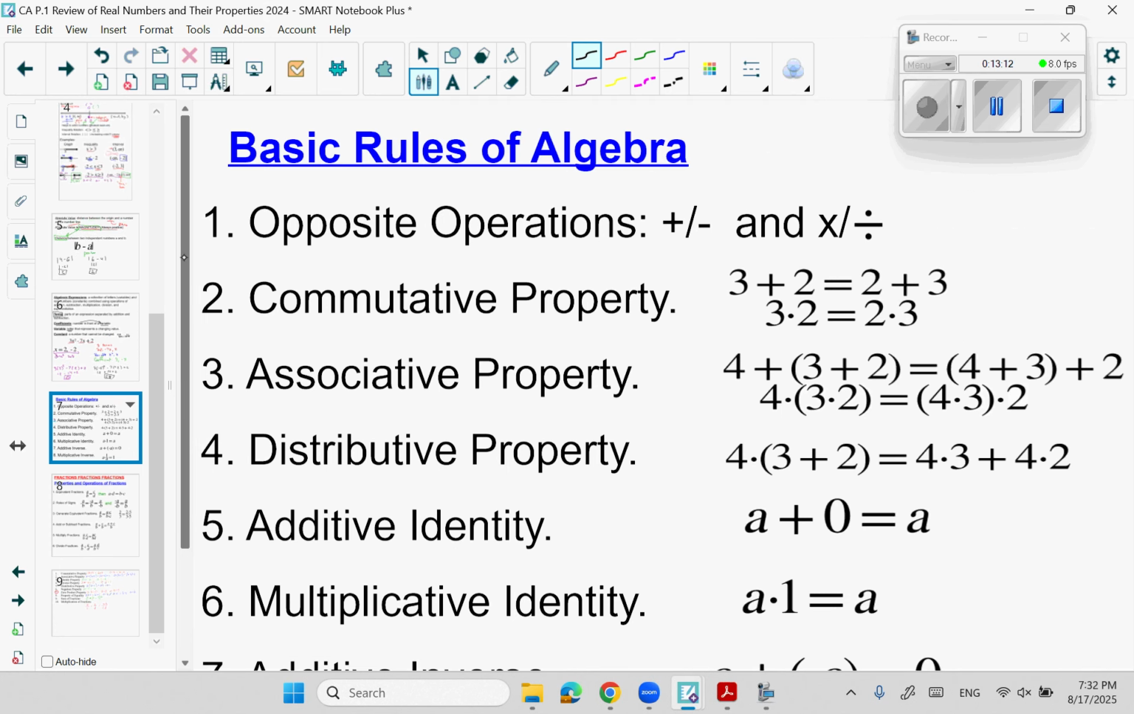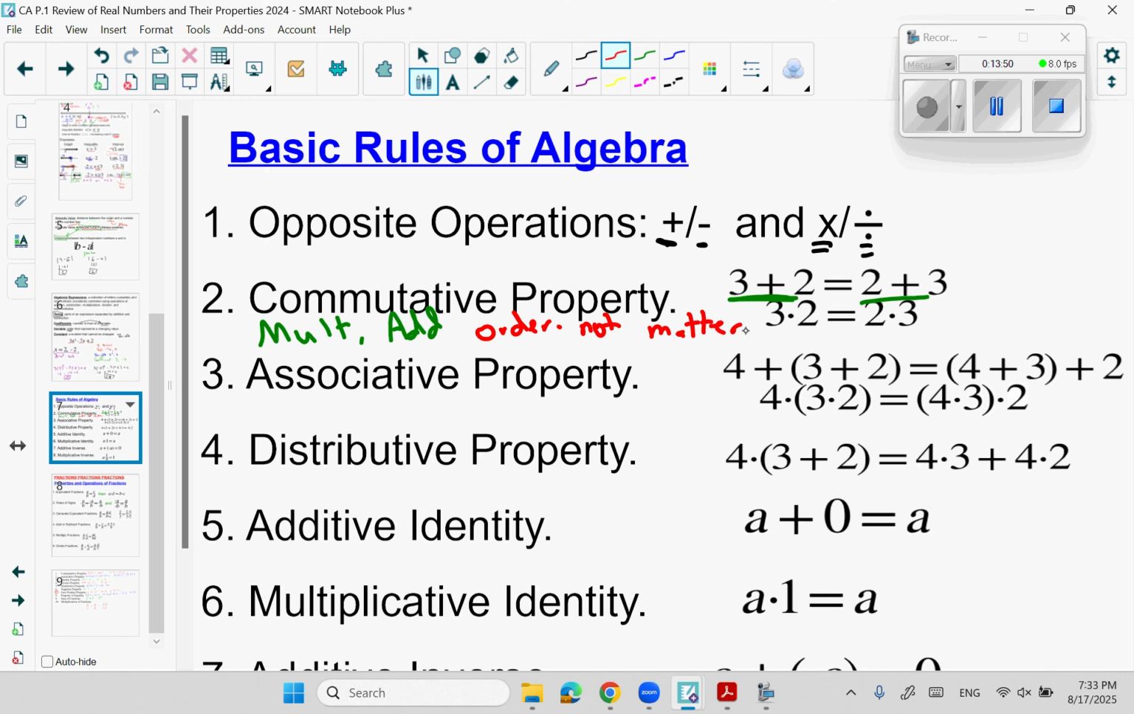Some basic rules of algebra. Remember that positive or plus and minus are inverse or opposite operations. They undo each other, just the same as multiplying and dividing. Commutative property just says for multiplication and addition, order doesn't matter, which should make sense intrinsically. 3 plus 2, 2 plus 3. Order does not matter.